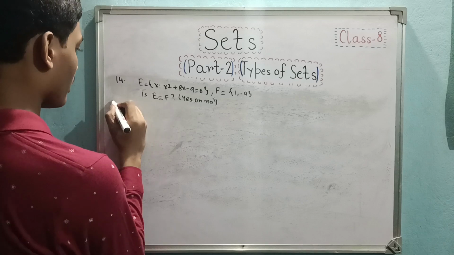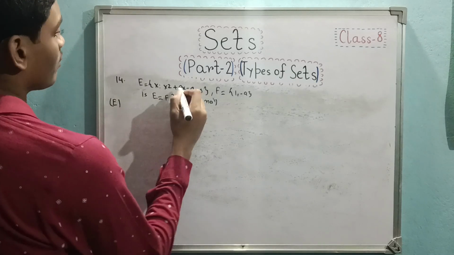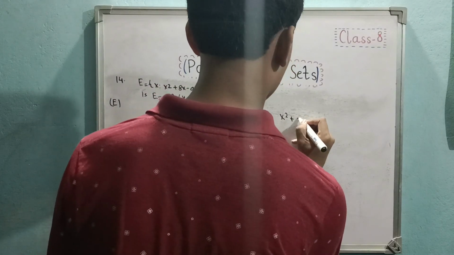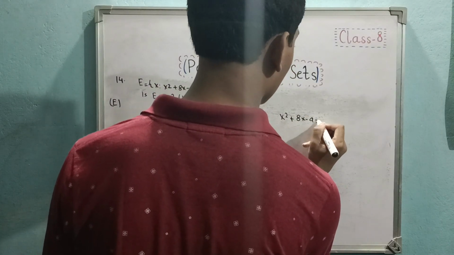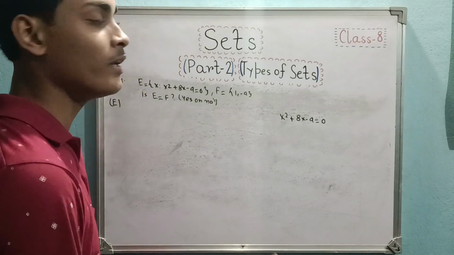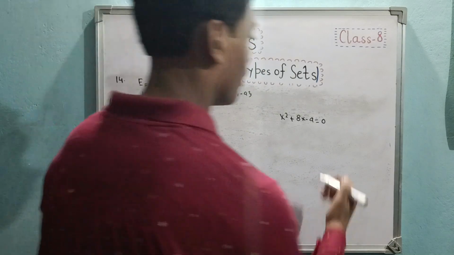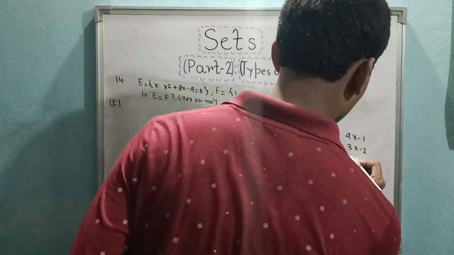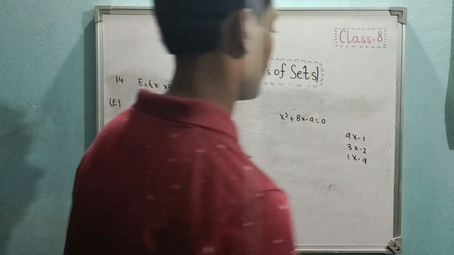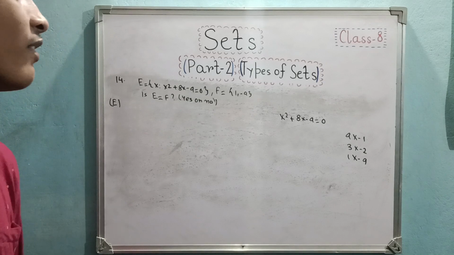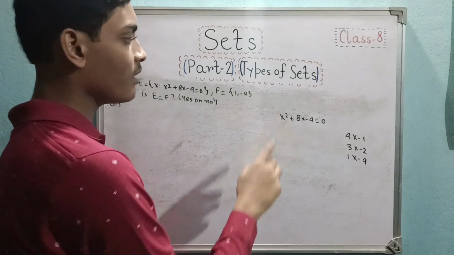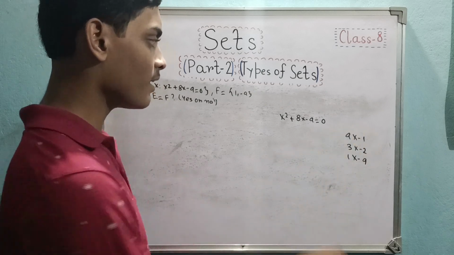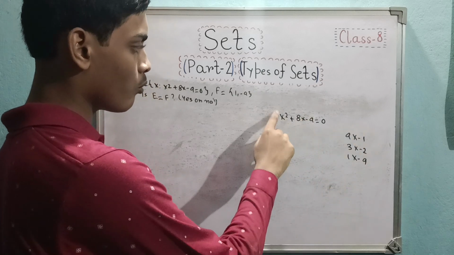So for E, I have to solve this quadratic equation. So let's solve it here. x square plus 8x minus 9 equal to 0. Let's see how we can make minus 9. 9 into minus 1 is possible, 3 into minus 3 is possible, and 1 into minus 9 is possible. Okay. Now let's see. 9 minus 1 is 8, the coefficient of x, the middle term. And 9 into minus 1 is minus 9.